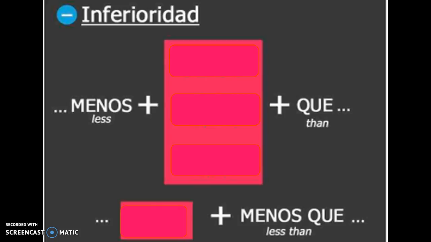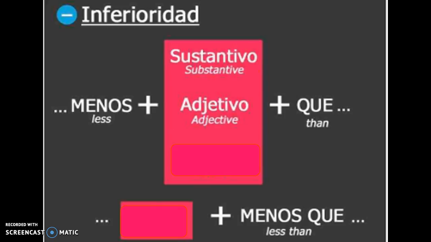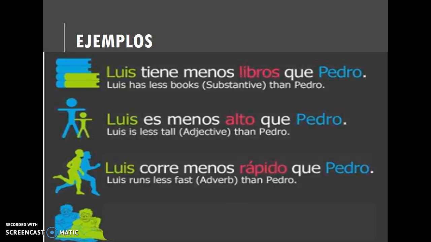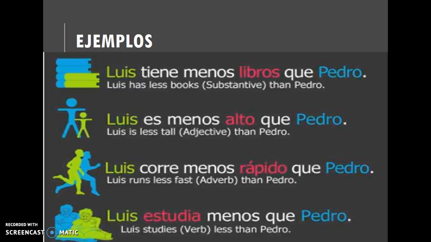All right, inferioridad. So we're going to use the formula of menos, and then either a sustantivo, an adjetivo, or an adverbio, and then we're going to follow it with the word que. So very similar to our superioridad formula. And then again, our verbo has to come before the words menos que. And this is when we're saying that something is less than. And here you have your examples. Again, please make sure that you are highlighting the same things that are highlighted so you can see the placement.